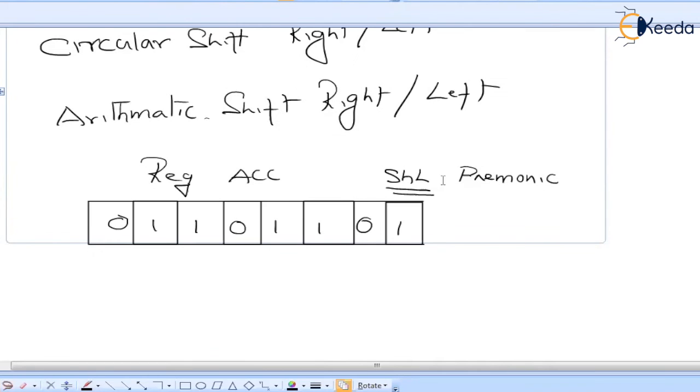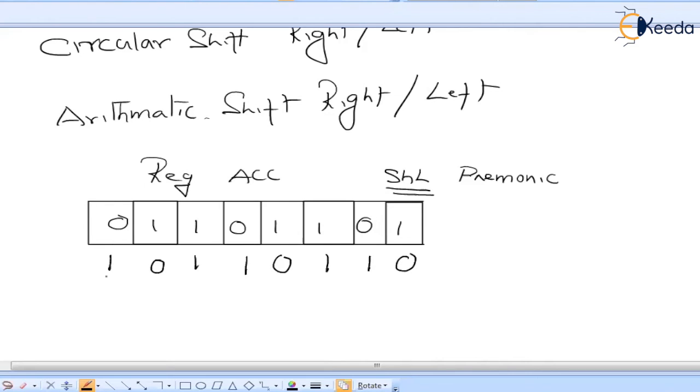In the circular shift right, every bit is going to be moved to the right bit position. This 0 will come here, this 1 will come here, this 1 will come here, this 0 will come here, this 1 will come here, this 1 will come here, this 0 will come here, and this 1 will be rotated and positioned in the most significant bit position. That's it. This is what circular shift is. Only the contents will be rotated.